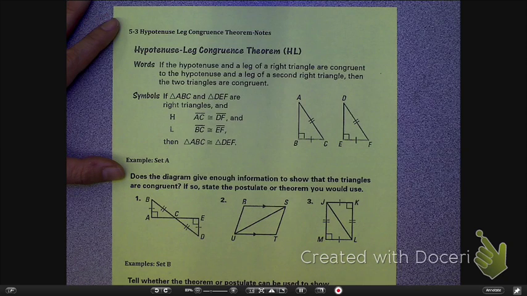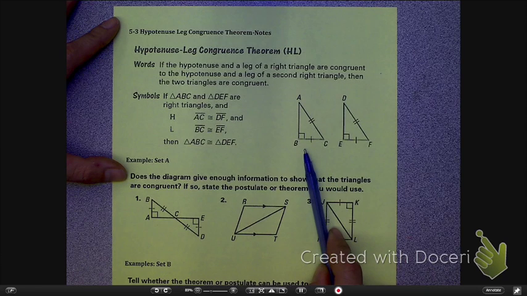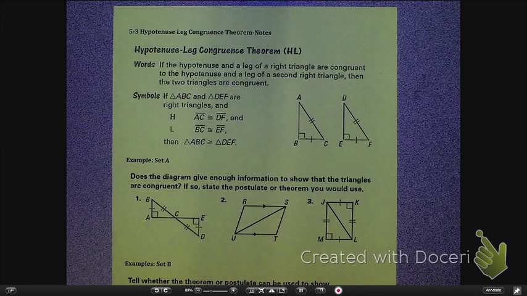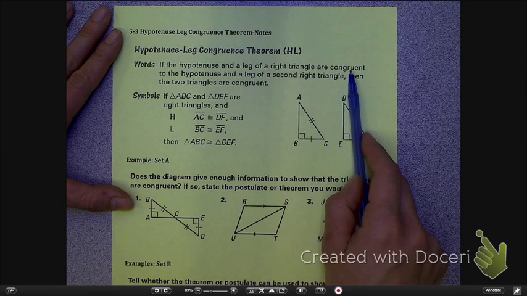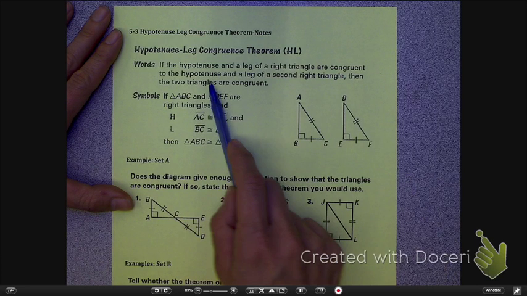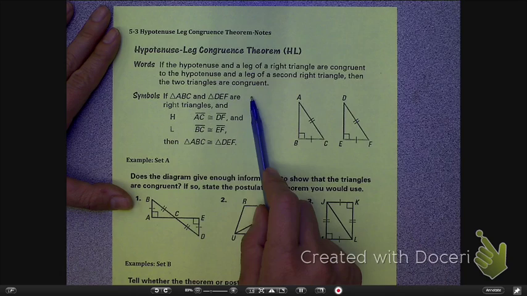This is a special congruence theorem that only happens in right triangles. So we can't use this congruence theorem if we do not have a right triangle. We must have a right triangle in order to use it, okay? So here's what the theorem says. It says if the hypotenuse and a leg of a right triangle are congruent to the hypotenuse and a leg of a second right triangle, then the two triangles are congruent, okay?